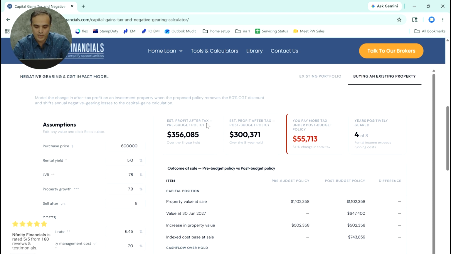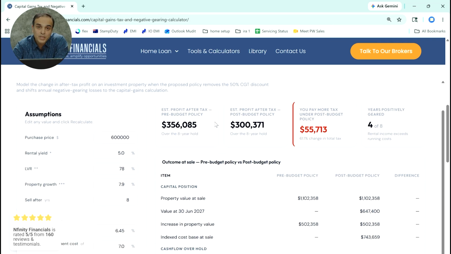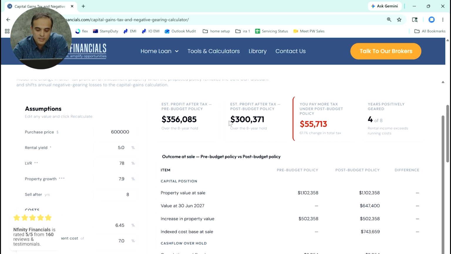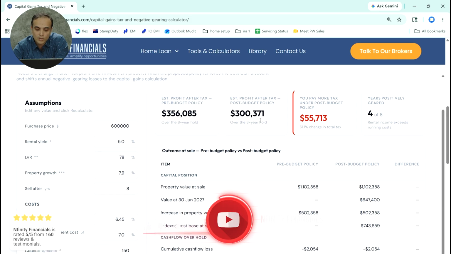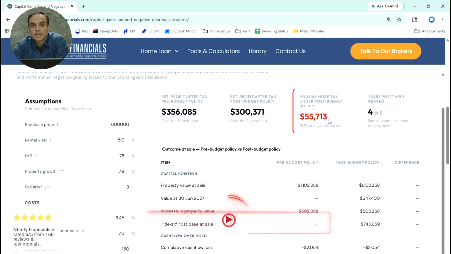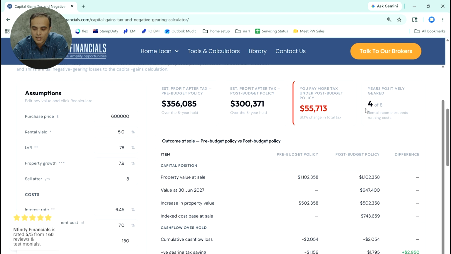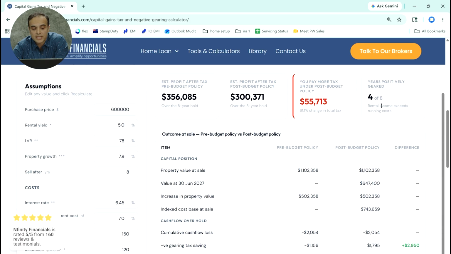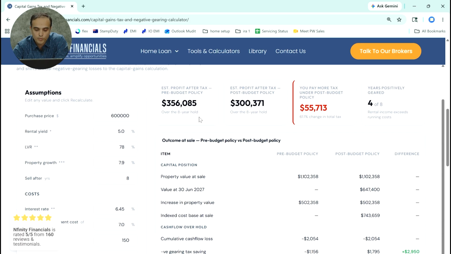The estimated profit after tax and pre-budget policy, so this is netting off against negative gearing, CGT, all of that, was 356K. Now estimated profit after tax based on the post-budget policy will drop by $55,000. So you'll still make 300 grand on it. There's a $55,713 impact. This is extra tax you will pay under the new policy. And the property becomes positively geared in the 5th year. So it is positively geared for 4 out of 8 years. First 4 years it remains negatively geared with these assumptions. After that it becomes positively geared.